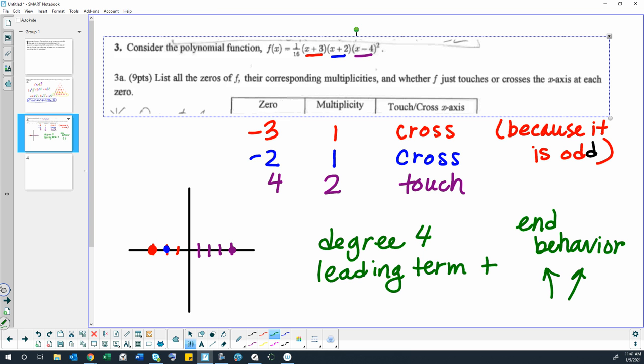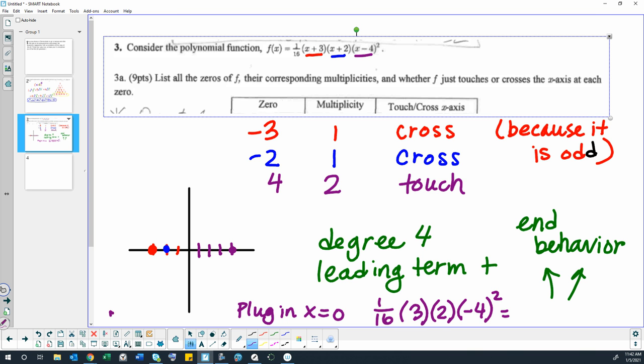The other thing that they ask us to do is the y-intercept. So the best way to find a y-intercept is just plug in 0, right? Unless it's already in general form, then all you have to do is look at the constant. But it's not in general form, it's in factor form. So we need to just plug in 0. So I'm going to plug in x equals 0. So that would give me 1/16 times a +3 times a +2 times -4 to the second power.